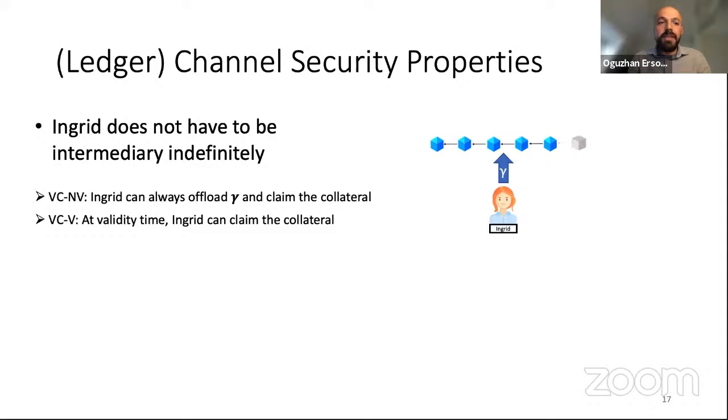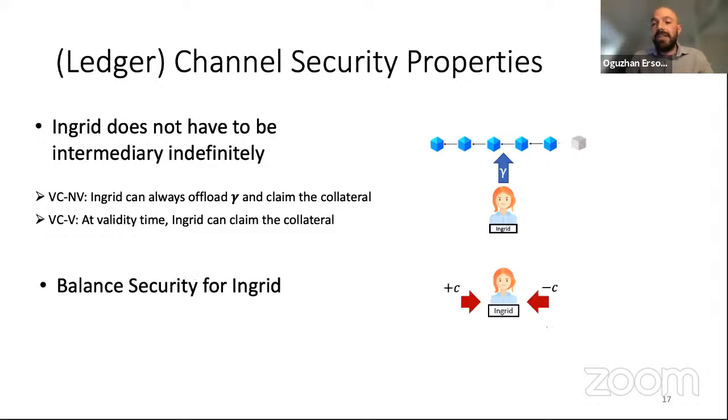And in the non-validity case, we achieve this basically because Ingrid can always offload the virtual channel and claim her collateral. For the validity case, until the validity time, the collateral can stay because the virtual channel can stay open. But at that point, either the virtual channel should be closed or Ingrid can claim the collateral. So in both cases, we ensure that eventually Ingrid can claim her coins back.